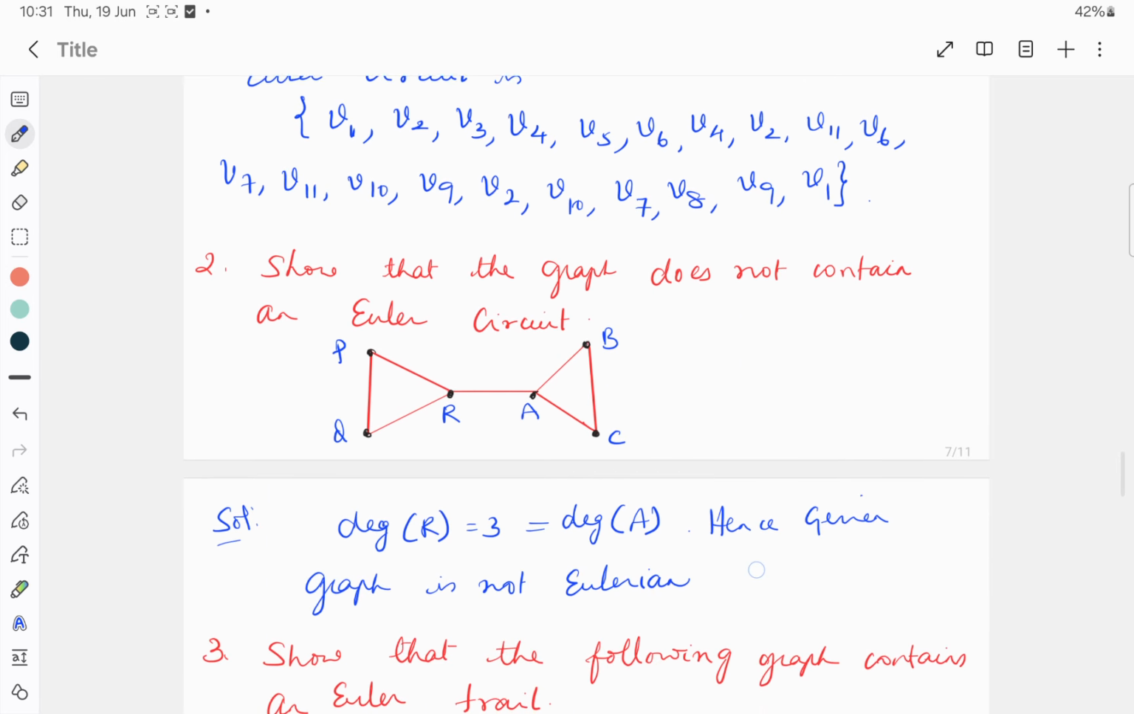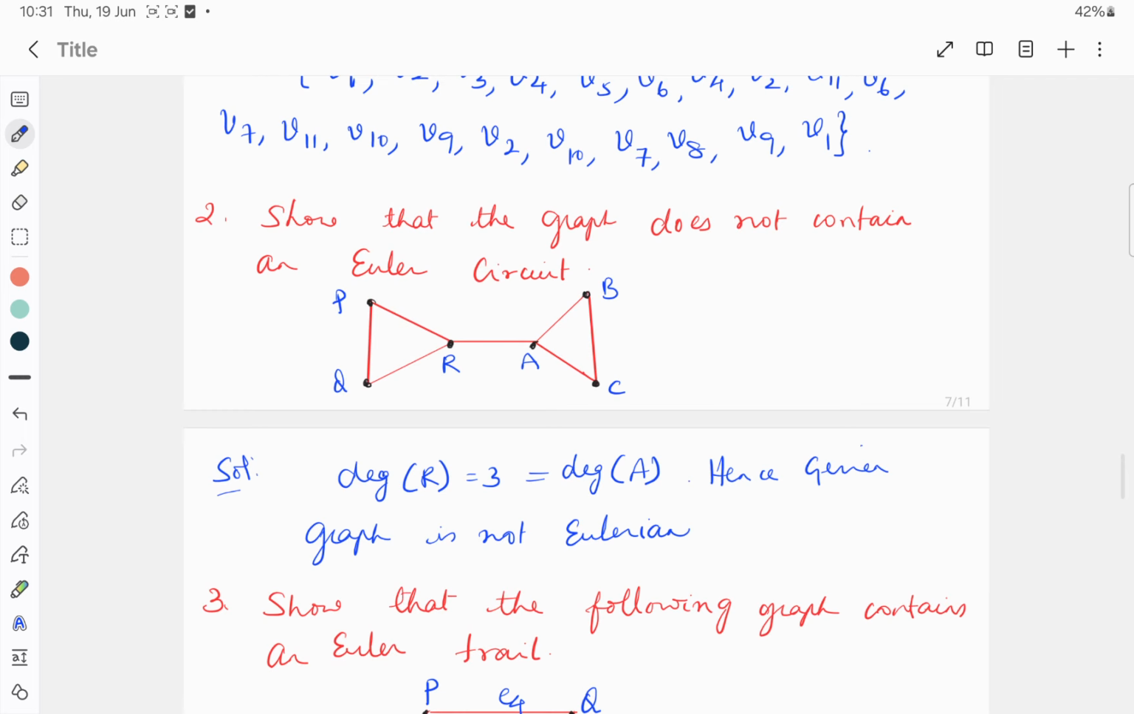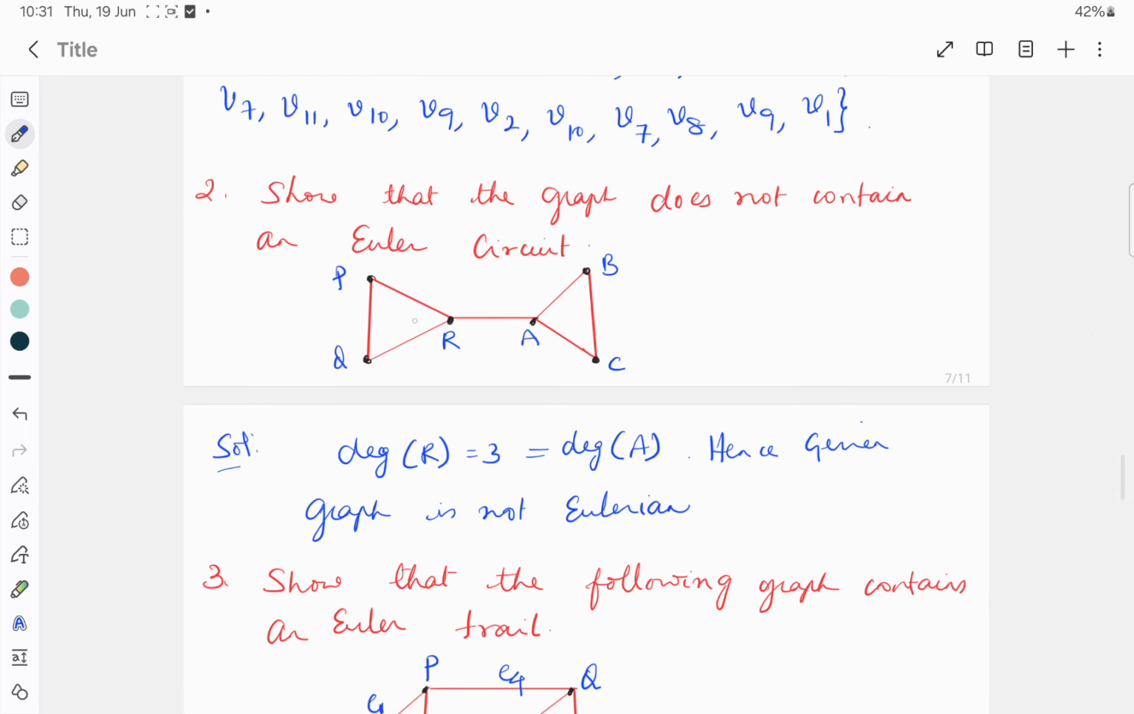Now this is another example. Show that the graph does not contain an Eulerian circuit. You can see that the degree of R and the degree of A are 3, which is an odd number. Hence we can easily say that it is not Eulerian.